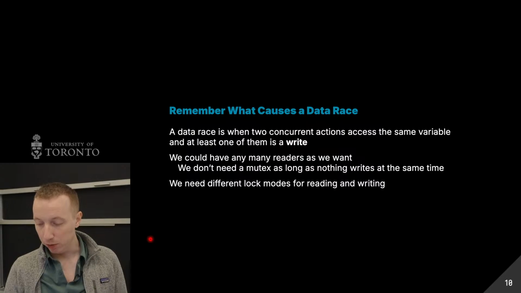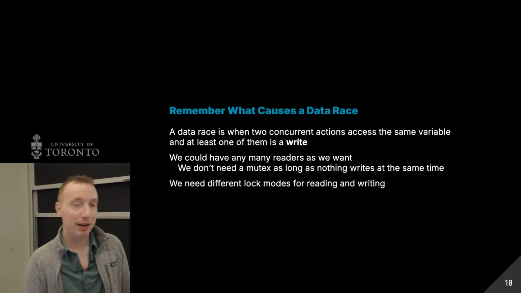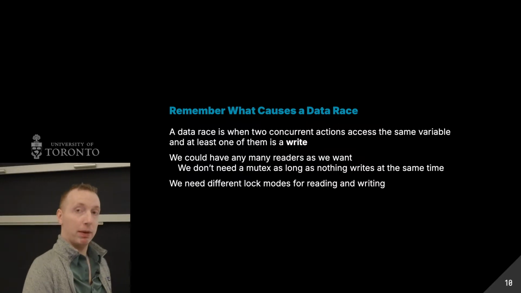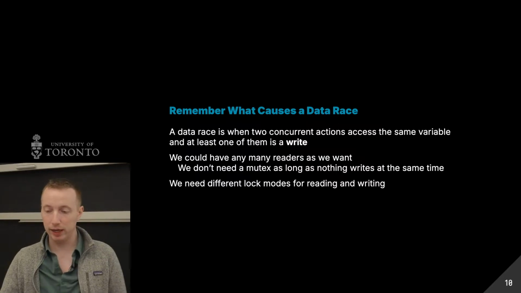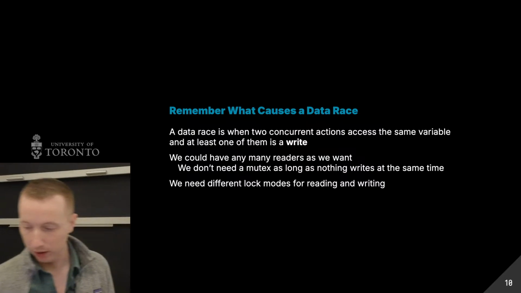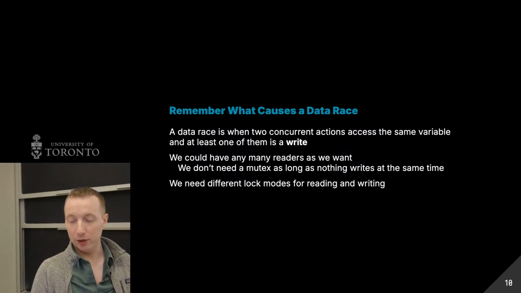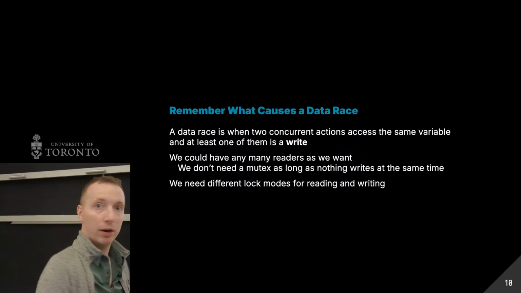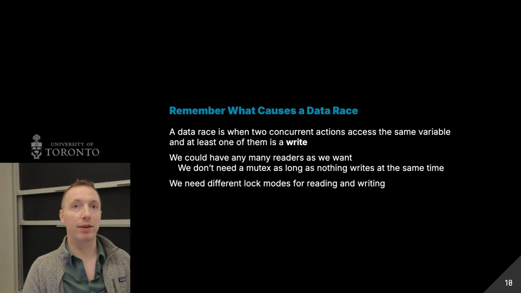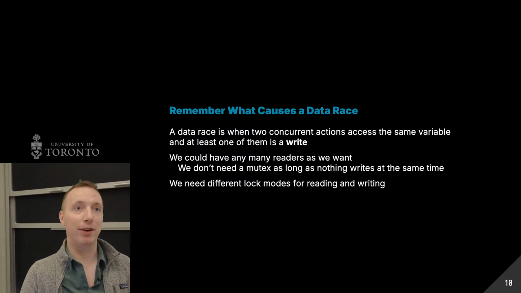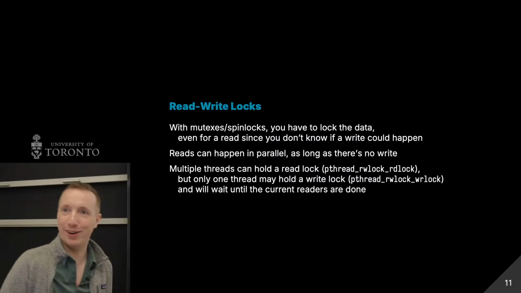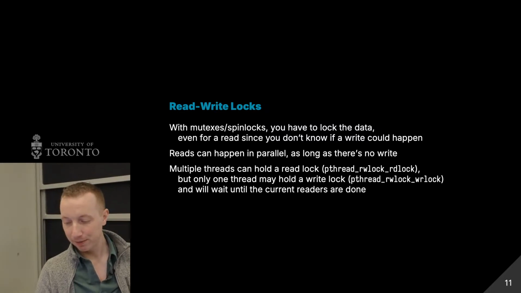So if reading is really common and writing is uncommon, you'd ideally like to have as many readers all reading at once as you can. And if a write happens, then you need mutual exclusion so you don't have a data race. So basically for that, you want different behavior depending on whether you are reading or writing. So they came up with this other lock that has a very, very, very creative name. It's called a read-write lock. Wow.